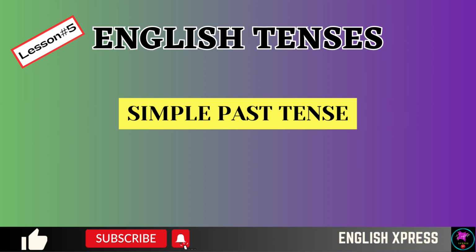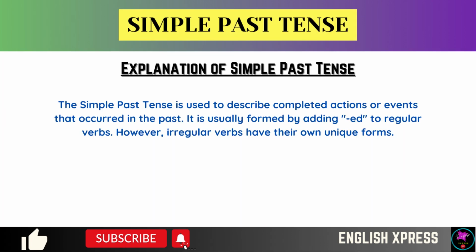English tenses. Lesson number 5. Simple past tense. The simple past tense is used to describe completed actions or events that occurred in the past. It is usually formed by adding -ed to regular verbs. However, irregular verbs have their own unique forms.